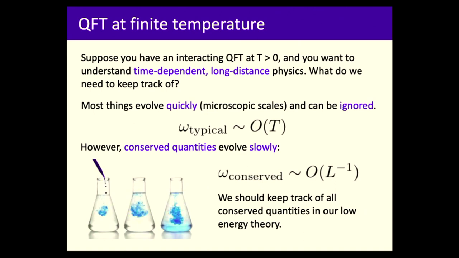This is a very general problem. What do we need to keep track of? So this theory will typically have many different excitations, but most things in the theory will evolve quickly at microscopic scales. Okay? So for example, my theory has a temperature, so one microscopic scale is the temperature, for example. Okay? Because they're evolving quickly, many things can be ignored if you care only about long-distance physics. But some things cannot be ignored. So for example, suppose you have a conserved charge, okay? If you create a lump of conserved charge, it cannot just vanish over a fast timescale. What has to happen instead is it has to spread out, okay? And that spreading out takes time. So for example, if the size of your box is say L, then if you have a conserved charge, the typical frequency of evolution of that conserved charge will be 1 over the size of the box, which can be made arbitrarily slow. So what that means is we should keep track at least of all of our conserved quantities in the low energy theory.